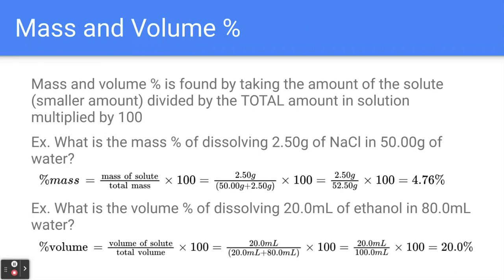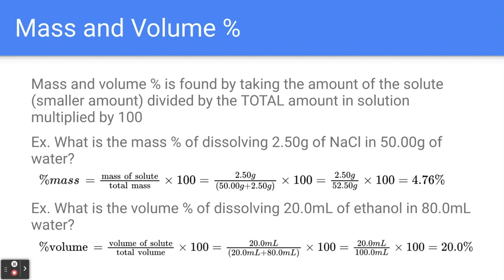So mass and volume percent is found by taking the amount of solute, okay, so the smaller amount, divided by the total amount in solution, multiplied by 100. So what is the mass percent of dissolving 2.5 grams of sodium chloride in 50 grams of water? Well, we're going to take the mass of the solute, 2.5 grams, divided by the total mass. Now, the total mass here is not 50 grams, it's 50 plus 2.5. So we've got to take that 2.5 divided by 52.5 times 100, and that gives us 4.76% by mass of sodium chloride.